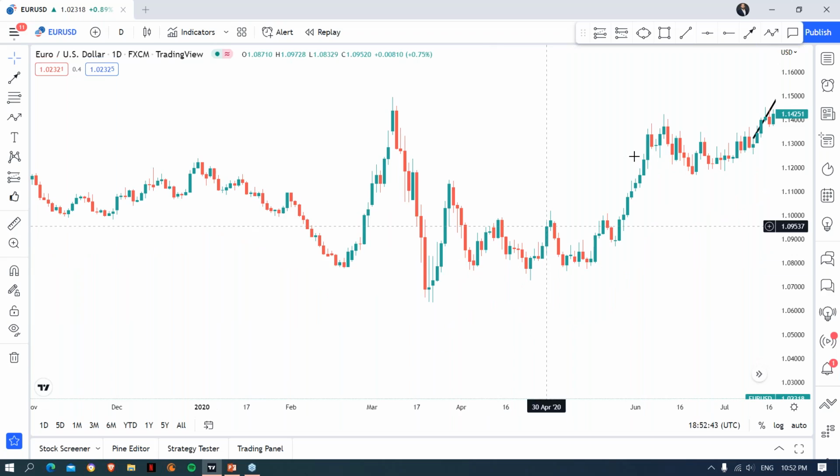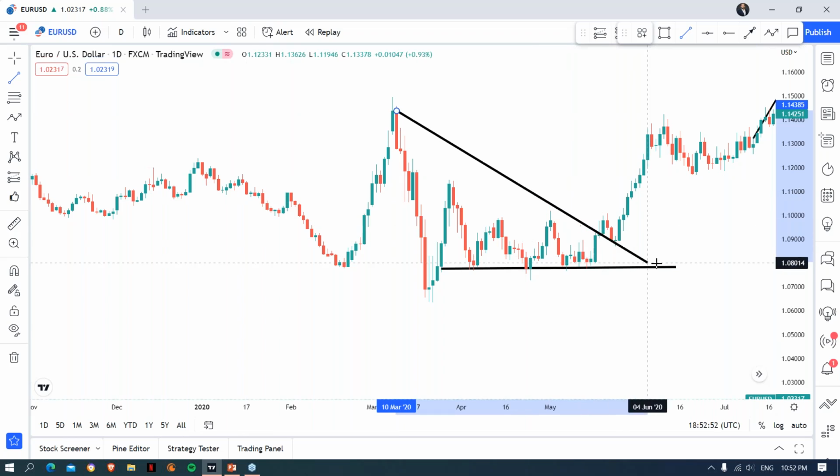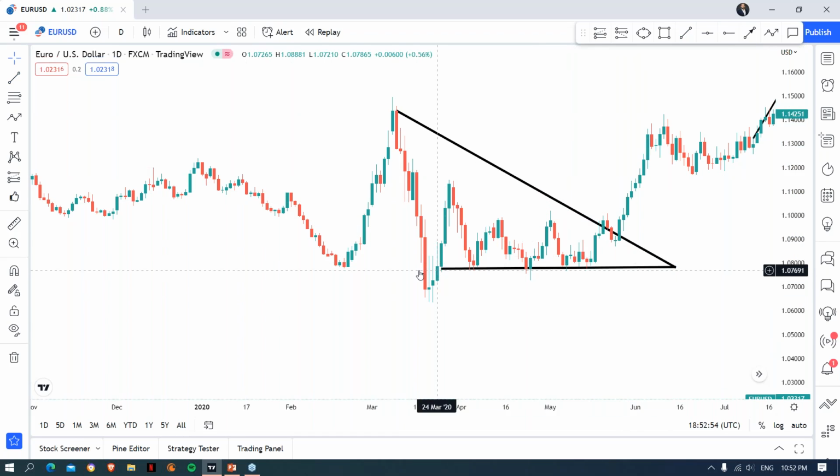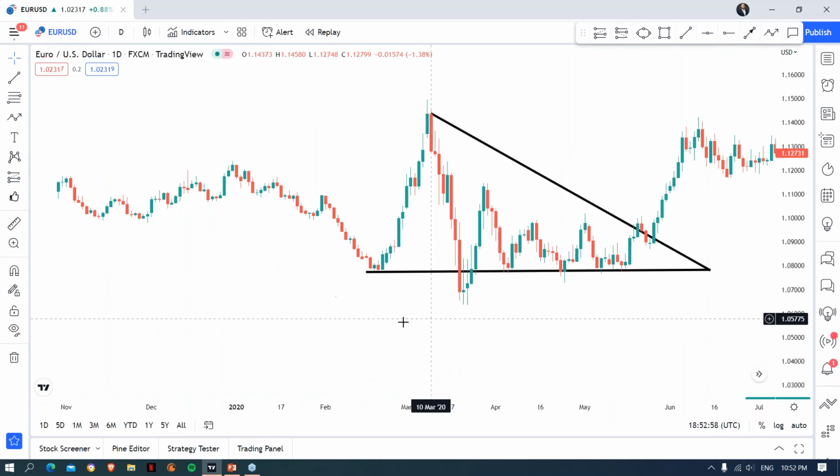Here we have a triangle. Look at the triangle right here, and notice how the movement of the triangle actually looks very strong. It's even actually from this area. This is where a fake breakout happened.